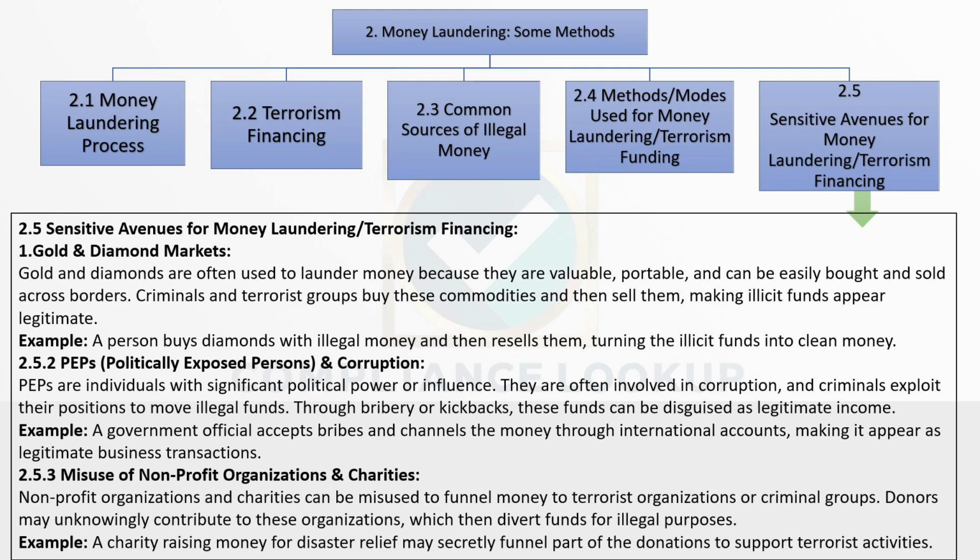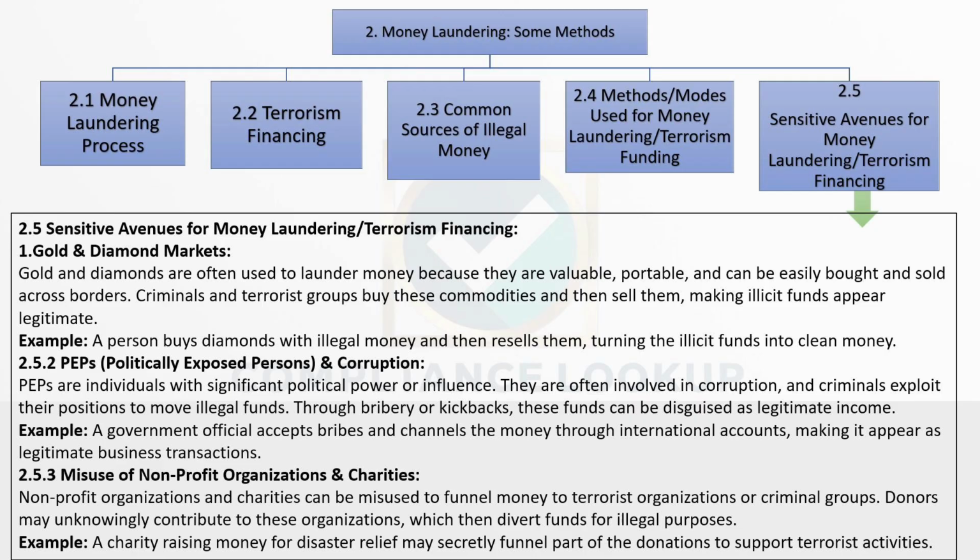Example, a criminal organization involved in drug trafficking purchases diamonds with money earned from illegal activities. They then sell these diamonds to legitimate buyers in a foreign country, receiving clean money in return. The proceeds from the sale of the diamonds are now viewed as legitimate funds, successfully laundering the money.